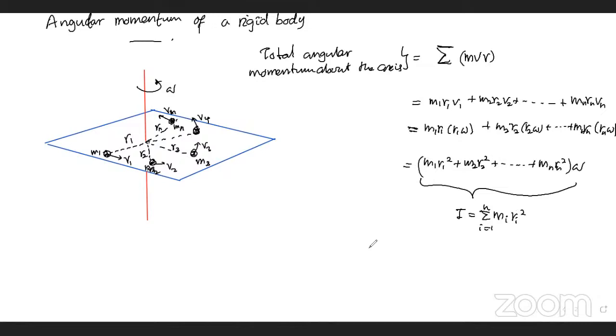So the angular momentum L equals I omega. For a particle or a rigid body, you can use this equation, right? That's L equals I omega. Write it down and let me know after.